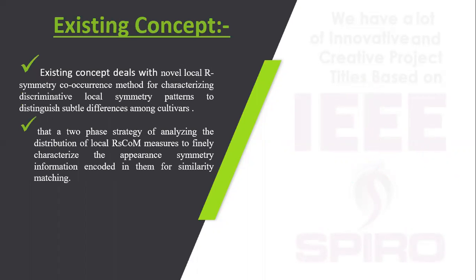Existing concept. They are using the symmetric co-occurrence method, a local symmetric pattern, to distinguish subtle differences among cultivators, with similarity match encoding in the similarity matches.